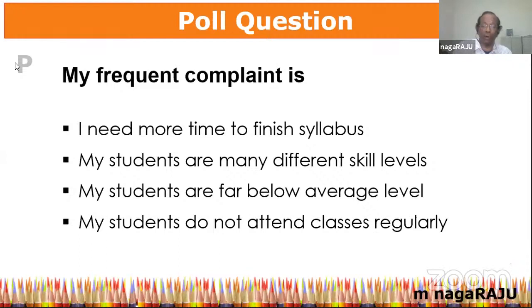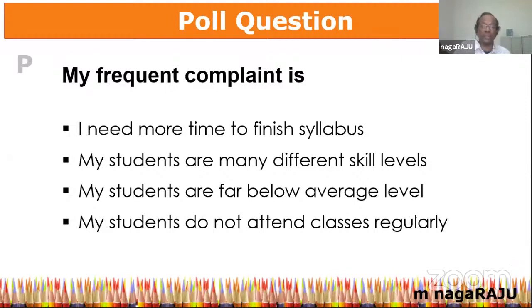I think quite a few of you have already voted. I'm showing the results to you. So this is what you've told me. So what have you told me? 29% of you said that they need more time. 40% of you say that the student skill levels are very, very diverse. And 18% of you have said that students are very low in their abilities and skills. And some 24% of you have said that students do not attend classes regularly. And that's why you have a problem in your class.